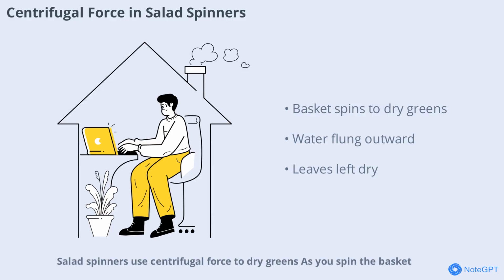Salad spinners use centrifugal force to dry greens. As you spin the basket, water droplets are flung outward through the holes, leaving the leaves dry. This simple kitchen tool is a great example of how centrifugal force can be harnessed for practical purposes.